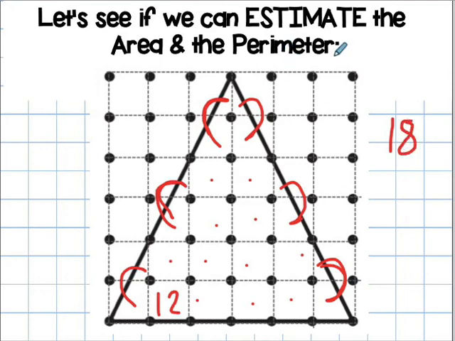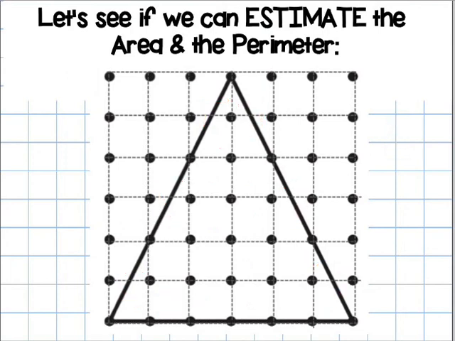To estimate the perimeter for this one, we're going to count all of the outside edges. So let's get rid of all that red and start again. For our perimeter, we're going to again count our crossing lines. So start at a point. We're going to go 1, 2, 3, and so on up to 18. So our perimeter is 18. Again, we're just estimating and doing our best.